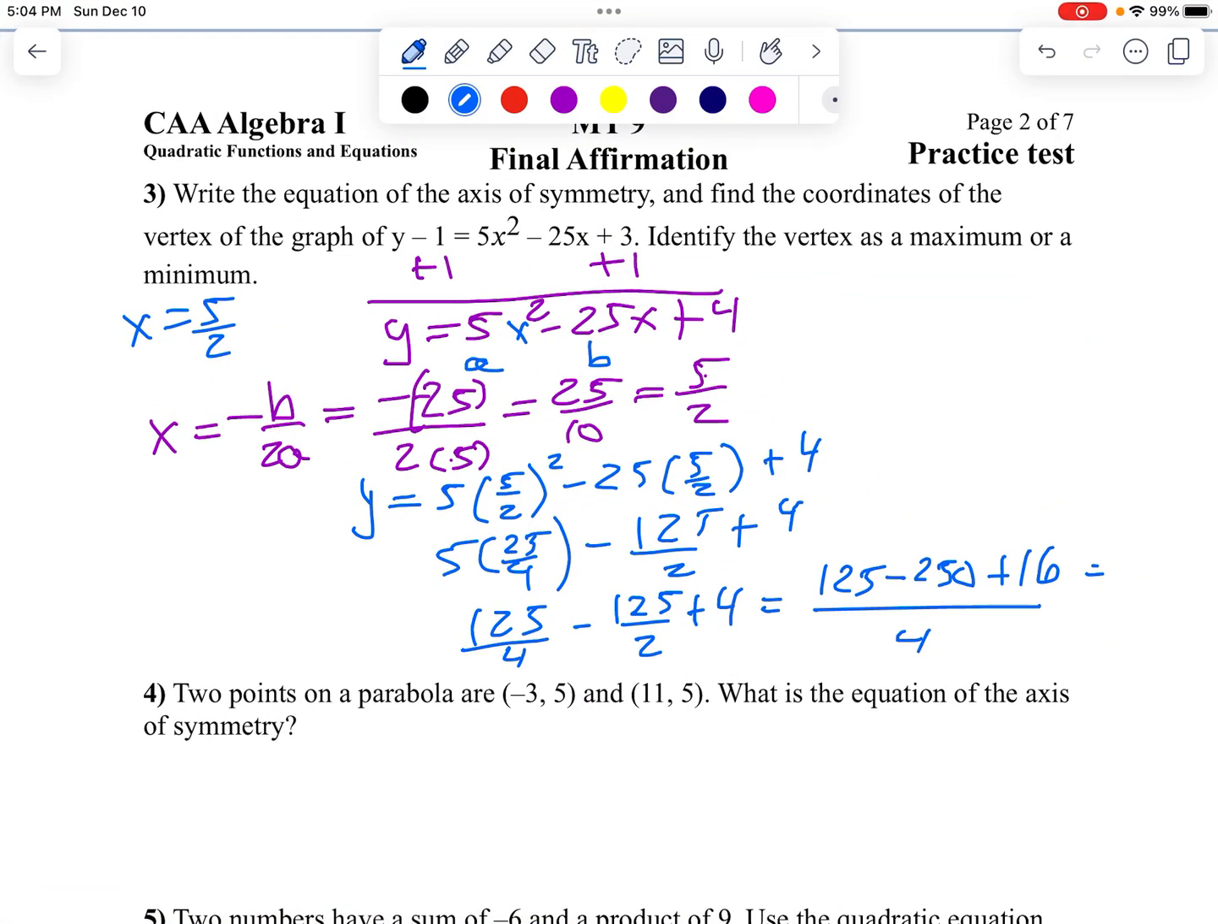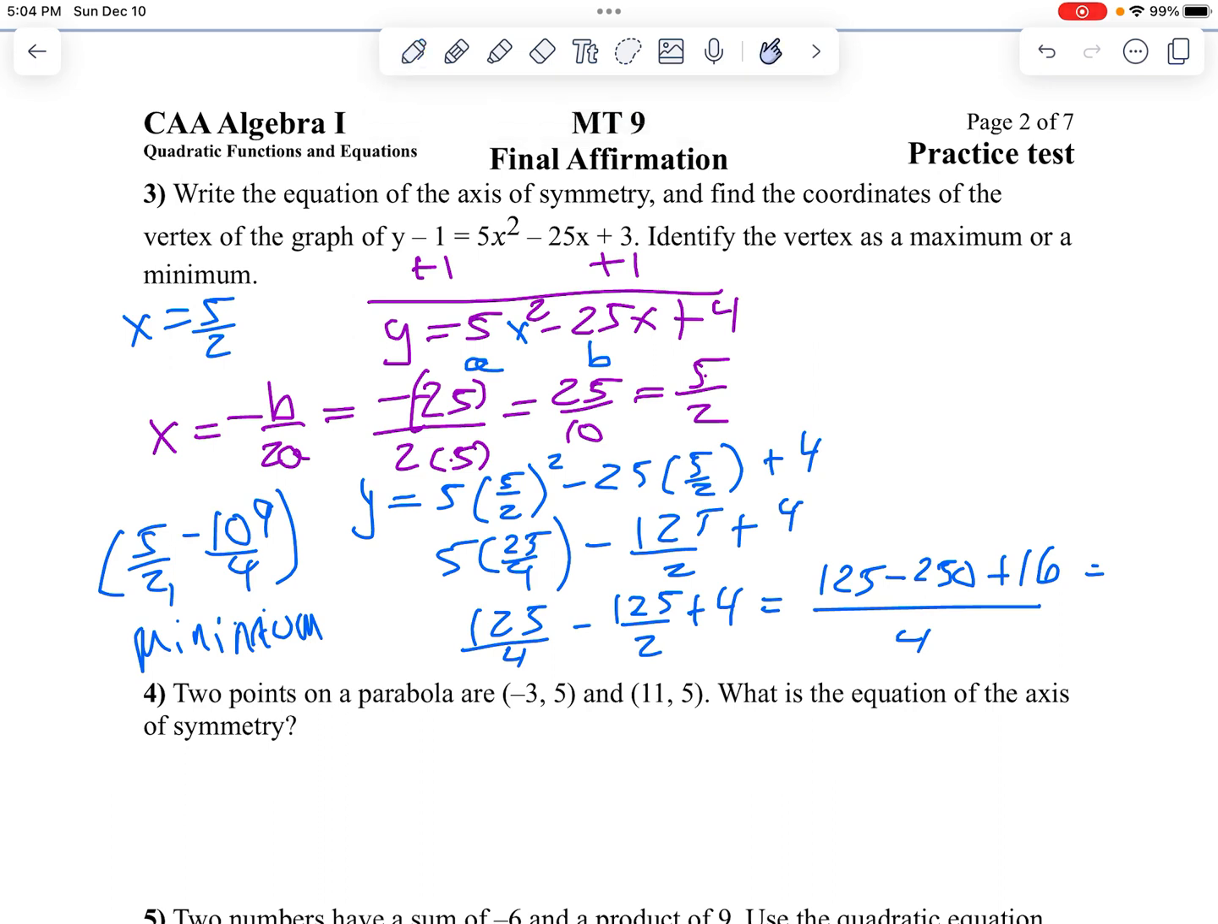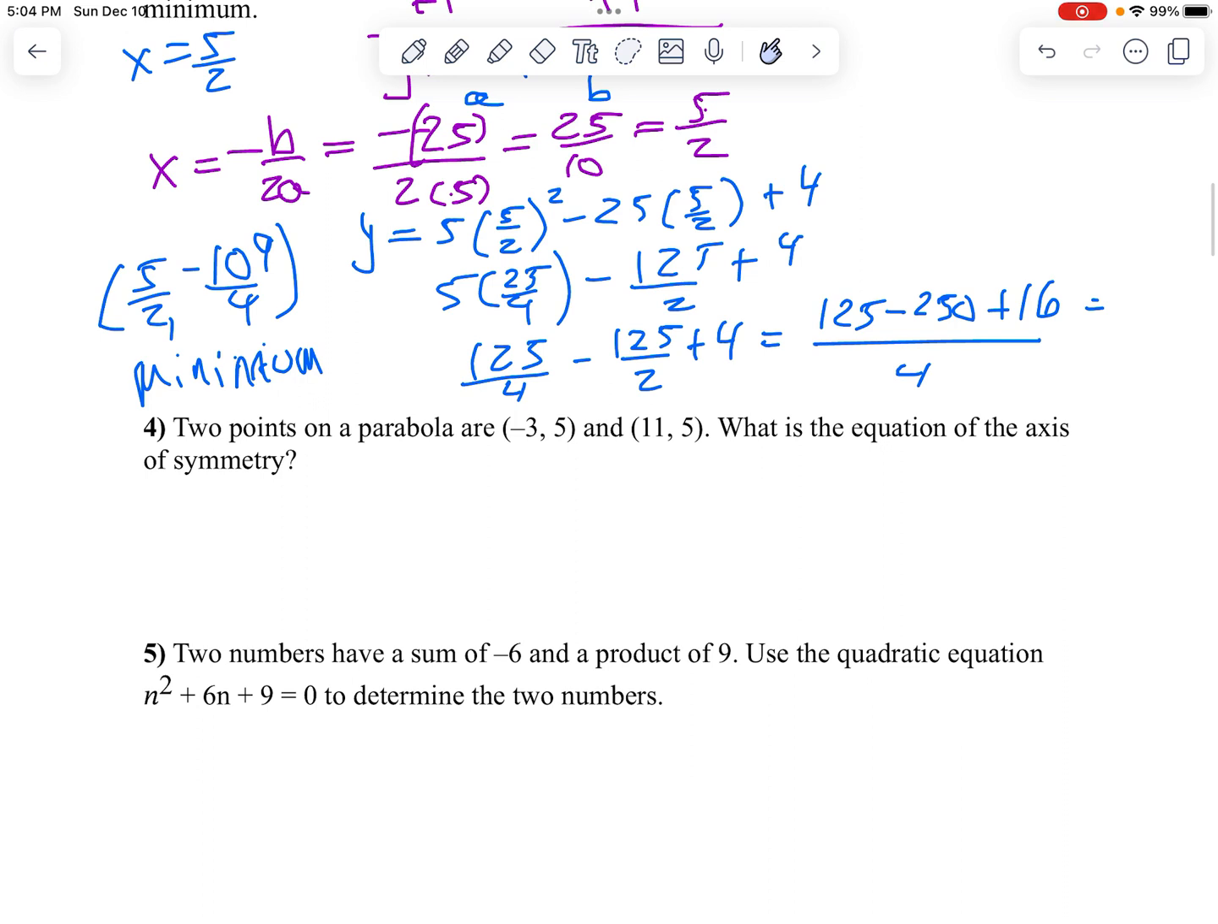So my vertex is at 5 halves and negative 109 over 4. And since it's a happy vertex, that would be the minimum. Can't get any smaller than that point.